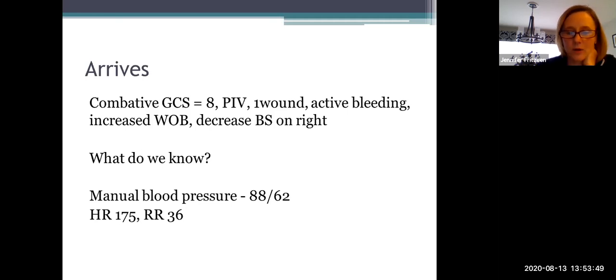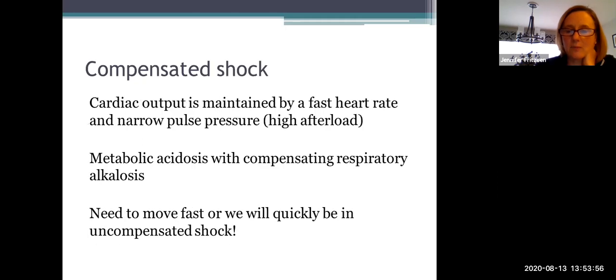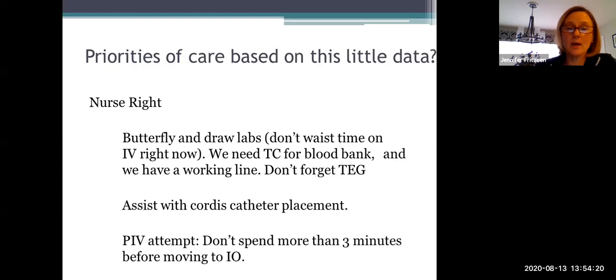88/62, not terrible. But remember, we're compensating, we're vasoconstricted and we're incredibly tachycardic in order to get there. So she is compensating, her body is working really, really hard to maintain that fast heart rate and maintain that afterload to keep that systolic pressure up. She's also got a respiratory rate of 36, compensating for that awful metabolic acidosis. Basically what those vital signs tell me is that we need to move fast or she's going to quickly go into uncompensated shock. It's a priority of care based on this very little data.